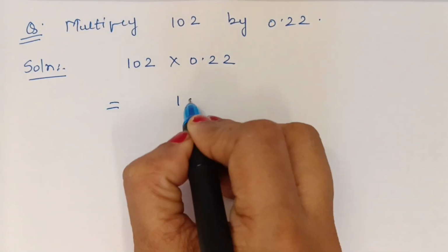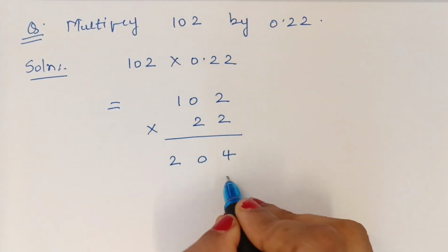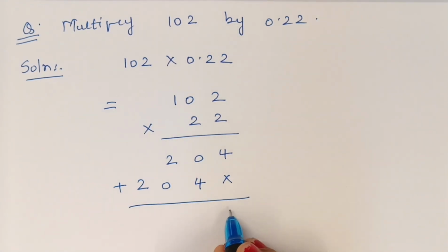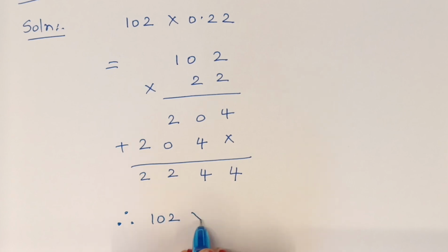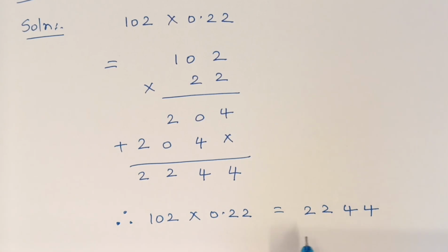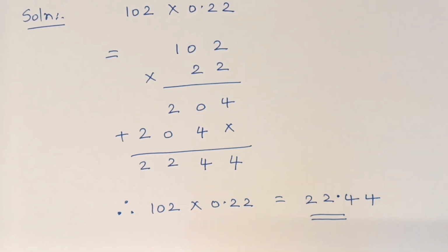So 102 into 22, vertical method. 2 2s are 4, 0 2 1s are 2. So your final answer, always add from ones place: 4 4 2 2. So this is your half answer. Your actual answer is what? Therefore 102 into 0.22. How to place the decimal points? Total decimal places you have 2. So start from ones place. Ones, tens. Your final answer is what? 22.44. Now let's see the next sum.